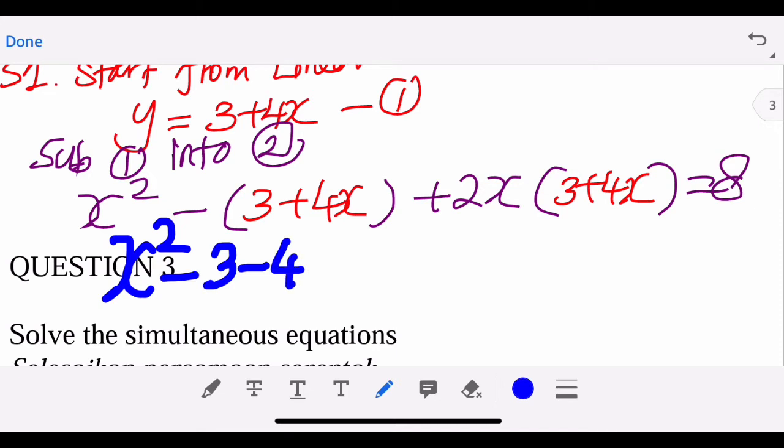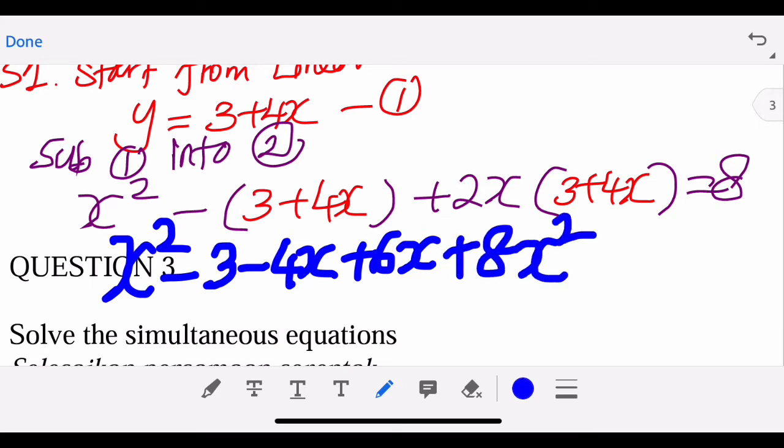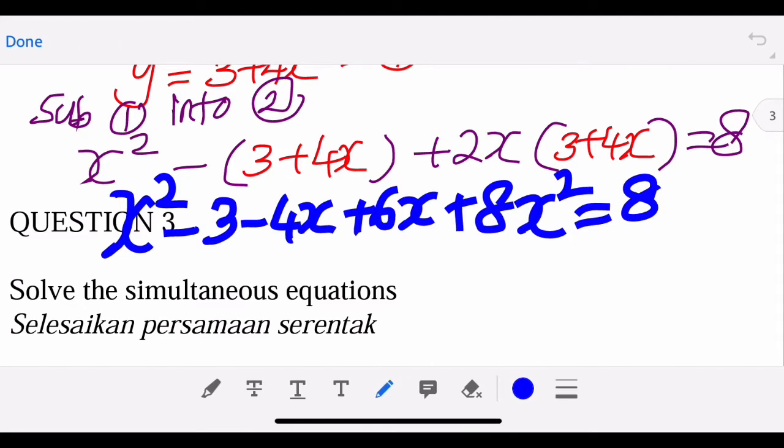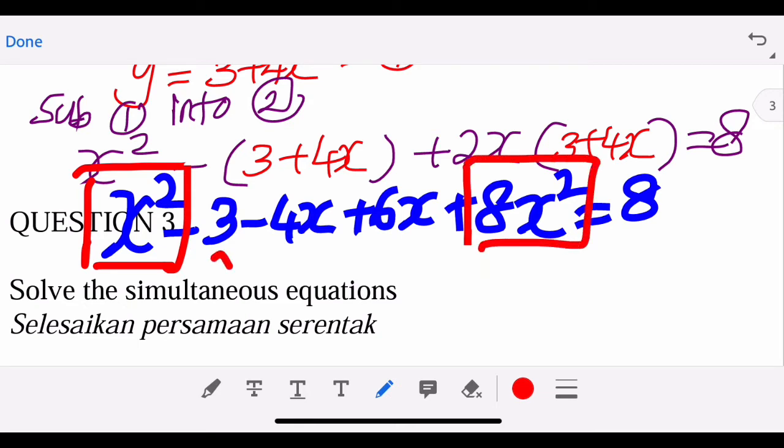Minus 3 minus 4x. Okay, you multiply the negative into there, so you have a negative. So then 2x times 3 will be 6x, 2x times 4x will be 8x squared equal to 8. Then you need to make sure you stay focused to the like term. Okay, highlight like this. Like term, we have x squared and 8x squared. We can just plus, alright?